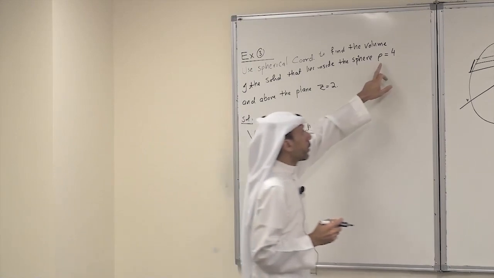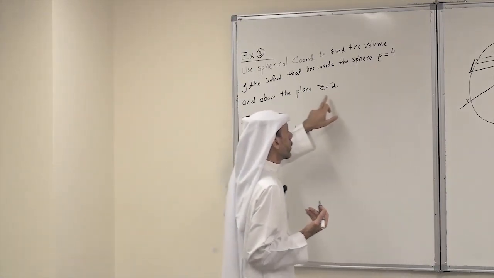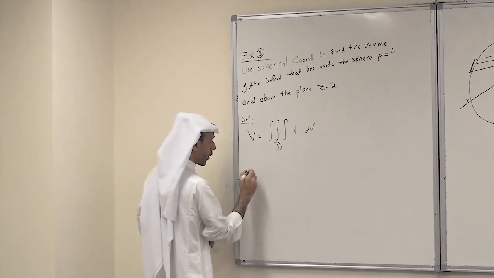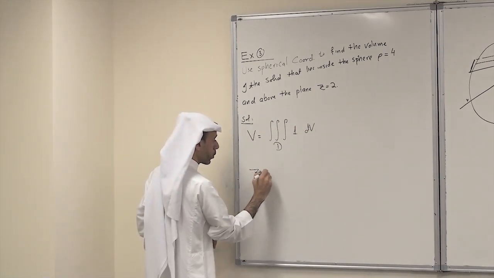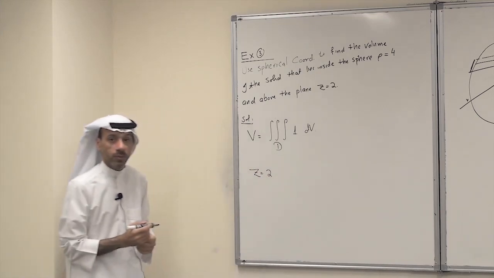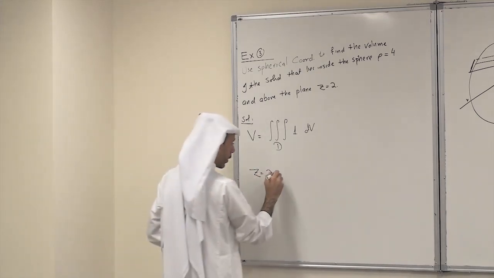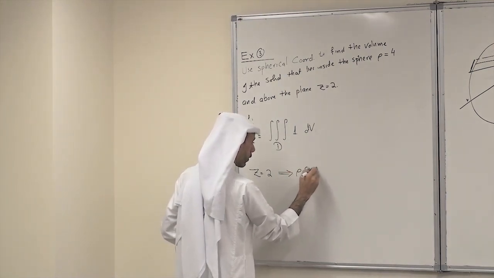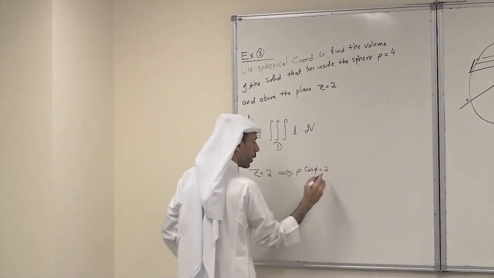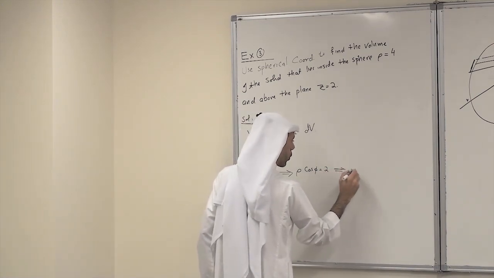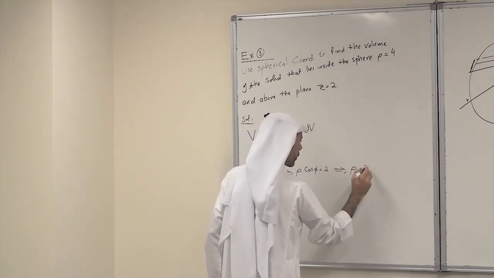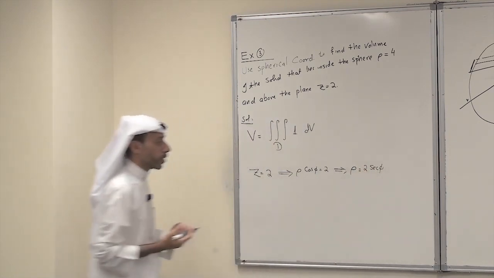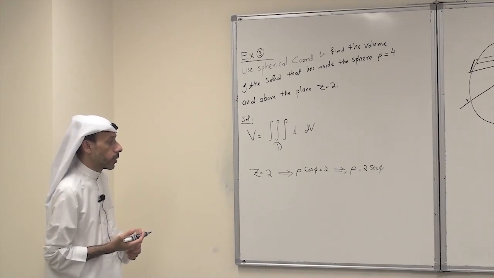The sphere is already given in spherical coordinates. The plane z equals 2 we have to write in spherical coordinates. How do we change the equation of this plane? In spherical coordinates, this is rho cosine phi equals 2, and hence we can take rho equals 2 secant phi. So the equation of the plane in spherical coordinates is rho equals 2 secant phi.